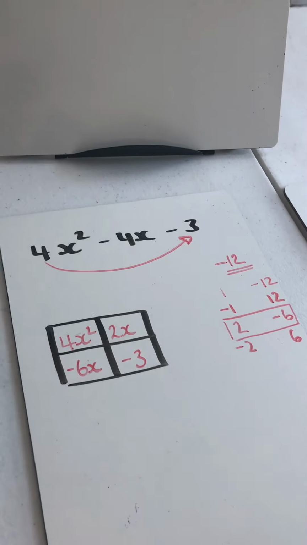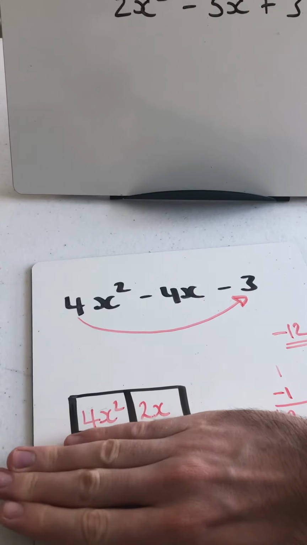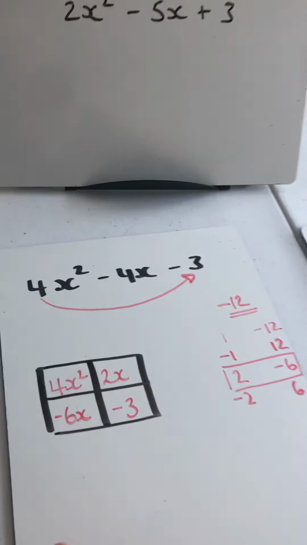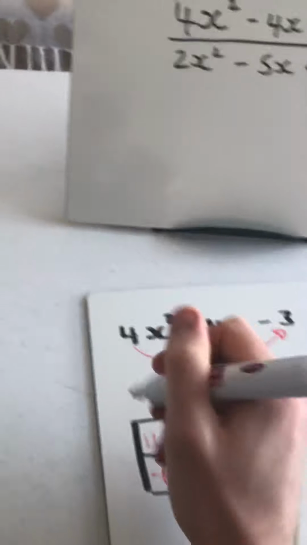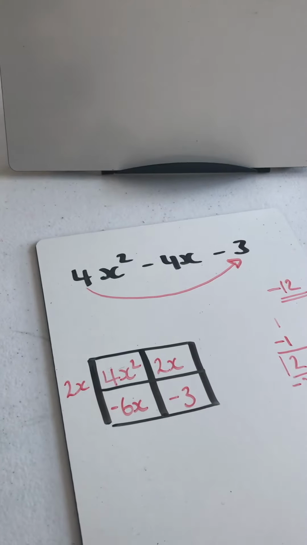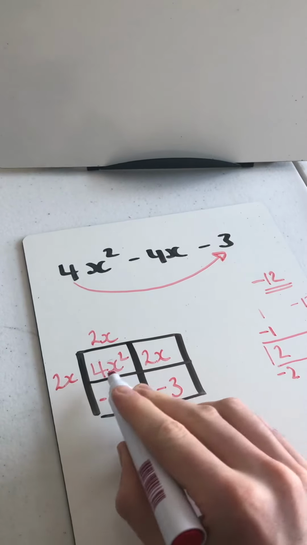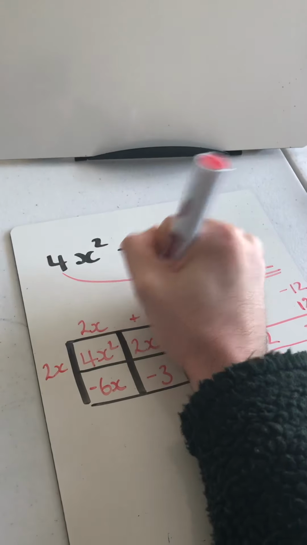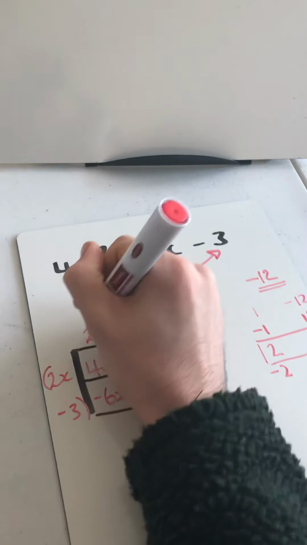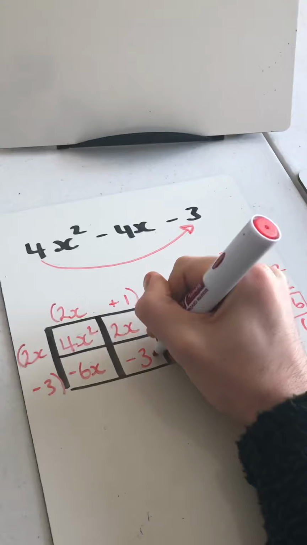So the next stage is we look at the top row. Just ignoring for now the bottom row, looking at that top row, what's the highest common factor between 4x squared and 2x? Highest common factor is 2x. So you put your 2x there, that means 2x must go here as well to multiply to get you the 4x squared. Fill out the grid as normal, positive 1 and negative 3. These become my brackets. Just do a wee check. Does negative 3 times positive 1 get you negative 3?